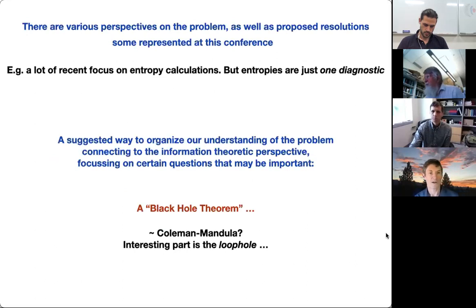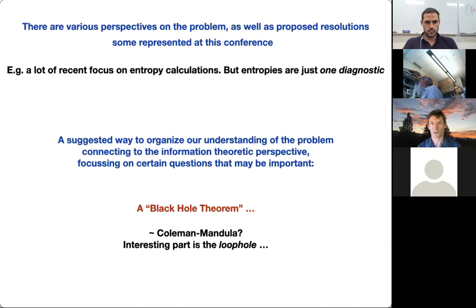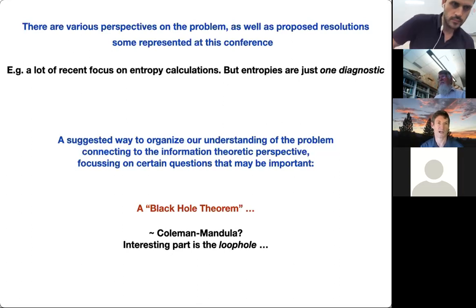And there are a number of perspectives, as I think we've been hearing, on the problem, and a number of proposed resolutions, some of which have been represented at this conference. For example, there's been a lot of recent focus on entropy calculations, as we've just heard from Tom's very nice talk. I just want to remind people, though, that entropies are just one diagnostic of what's going on. And I'm going to take a slightly different tack and suggest a way of organizing our understanding of the problem, which connects to an information theoretic perspective, but looks at maybe some of the more basic issues and certain questions that could be important.